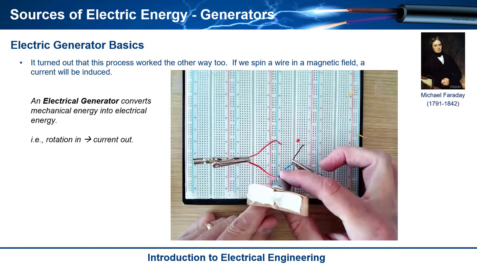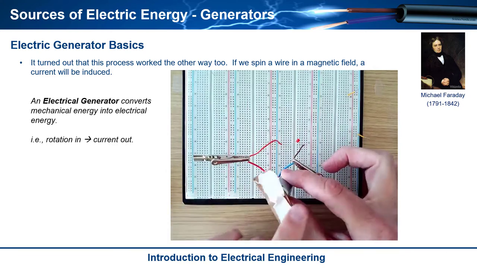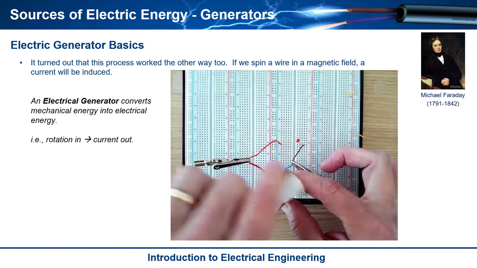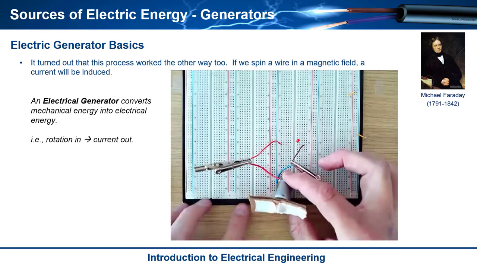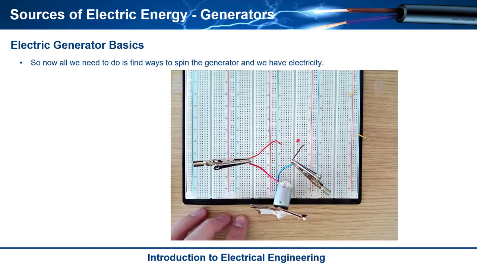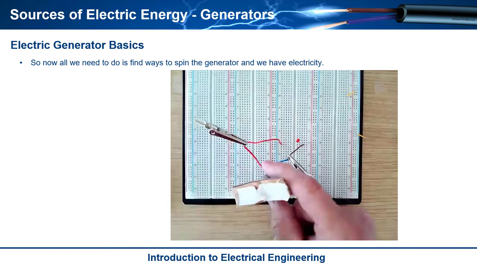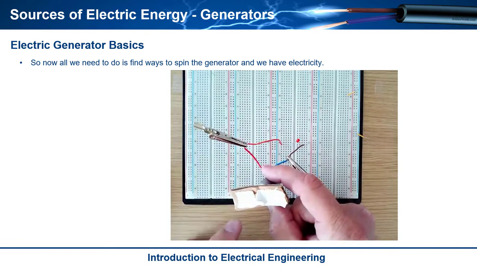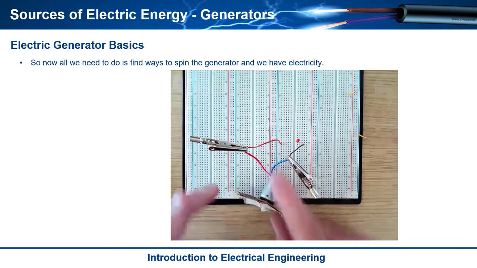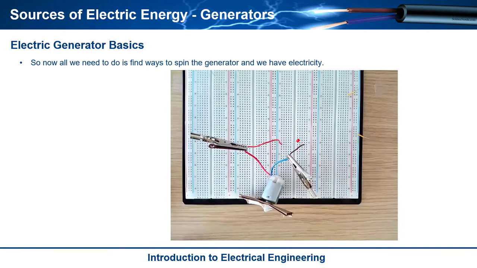Now you're sitting here going, that's really awesome. Well, notice that I can't keep this spinning fast enough. I can't physically spin this. If I could hook it to an exercise bike or something like that, it'd be one thing. But that brings us flat out to this: all we need to do is find a way to spin this motor. What we are trying to do with electric generation is find ways in nature to make the thing spin so that we can have electricity provided to us.